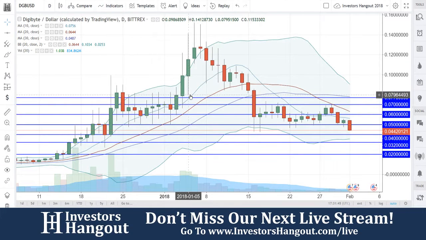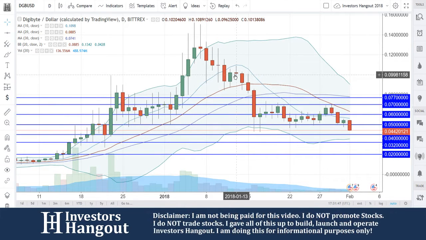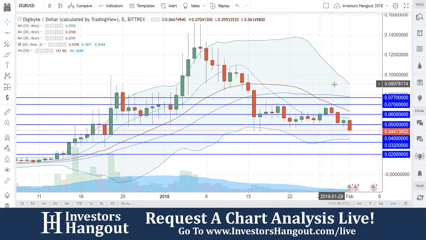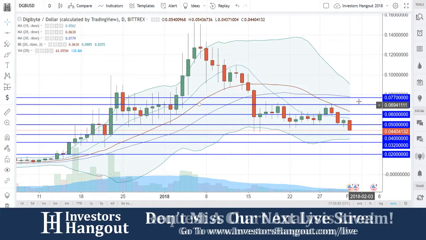Taking a look at DGB USD right now at 0.0442. I'm going to keep these numbers flat like I've been doing lately to make it a lot easier for you guys to read. So 0.04, 0.0320, 0.02 are going to be levels of support underneath this. You guys are currently sitting at 0.0441. Like I said, a little bit of support there.